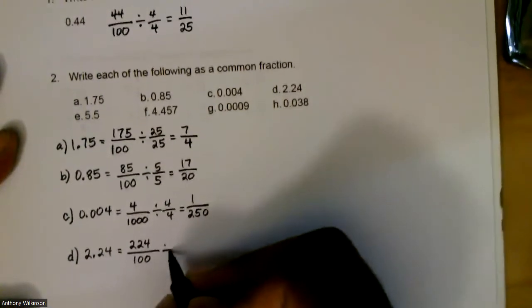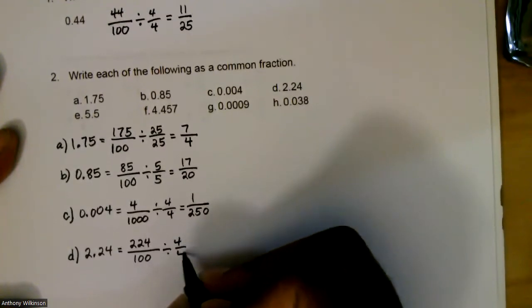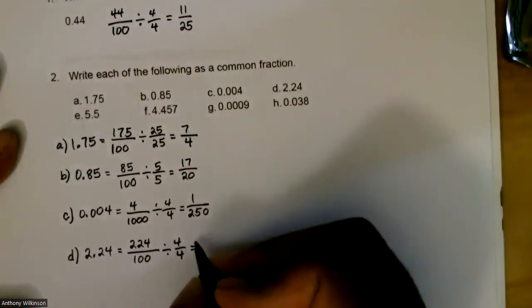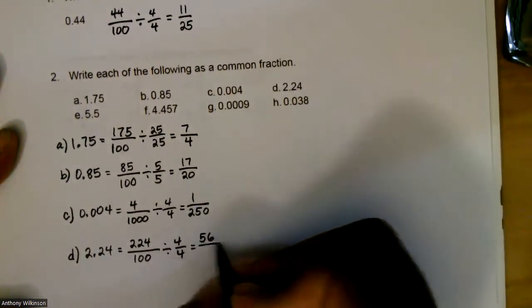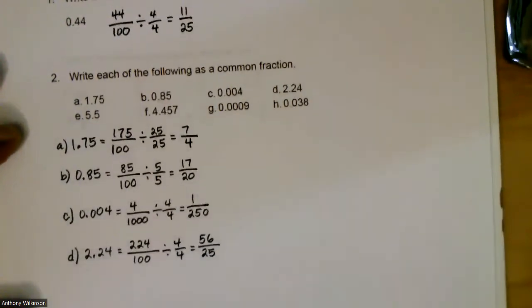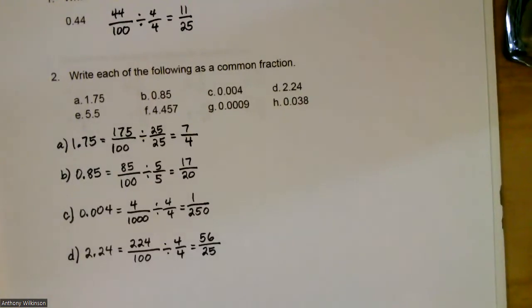Let's see, they're both multiples of 4. Let's divide the numerator and the denominator by 4. 224 divided by 4 would be 56. 100 divided by 4 would be 25. And we're going to leave that as an improper fraction. So 2.24 as a simplified fraction would be 56 over 25.